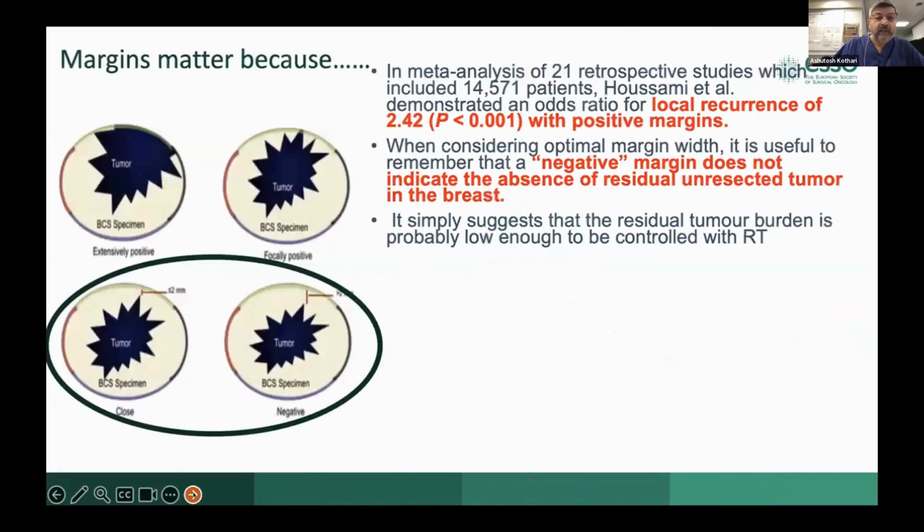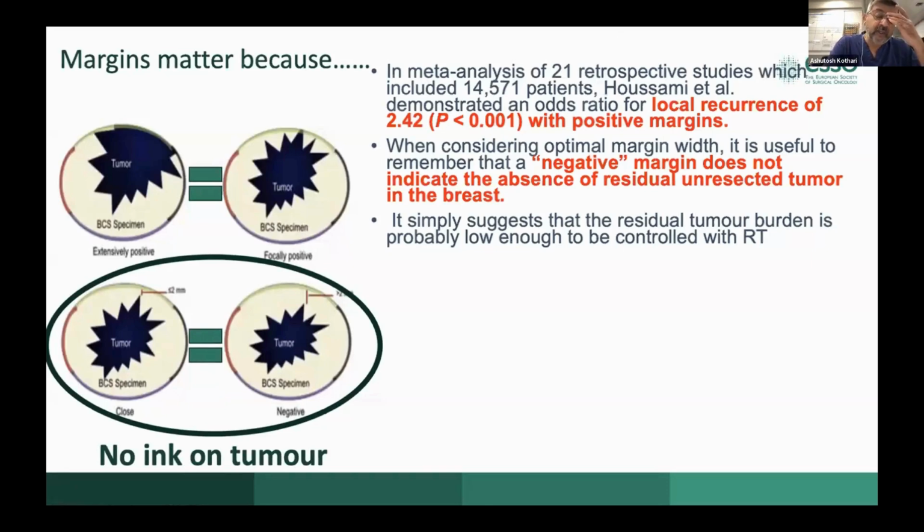Now, margins are important because of the questions that we asked you: if you have a focally positive margin versus an extensive margin, is it the same? We look at whether a 1 millimeter margin versus a 2 millimeter margin or a no ink on tumor margin is the same. The reason we're looking at this is because we know that if margins are positive, or at least grossly positive, there is data to show that local recurrence is almost 2.5 times higher despite radiation therapy.